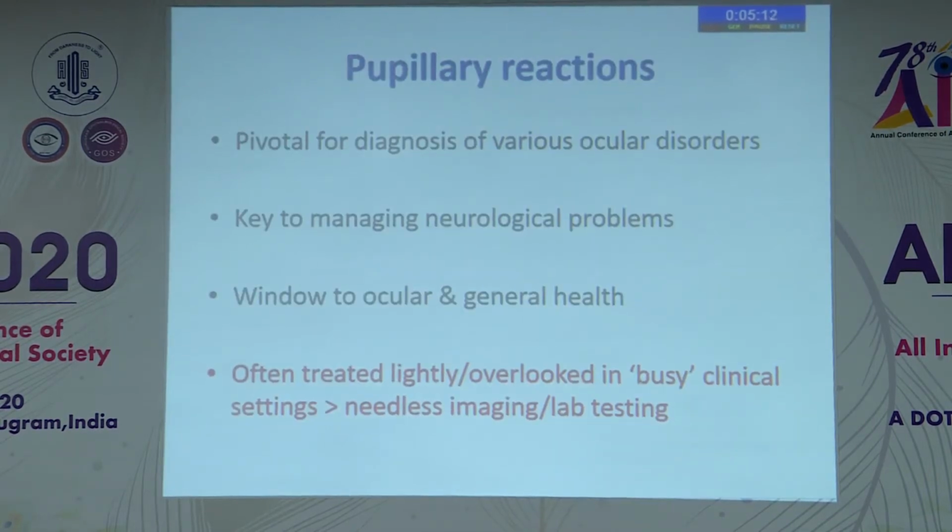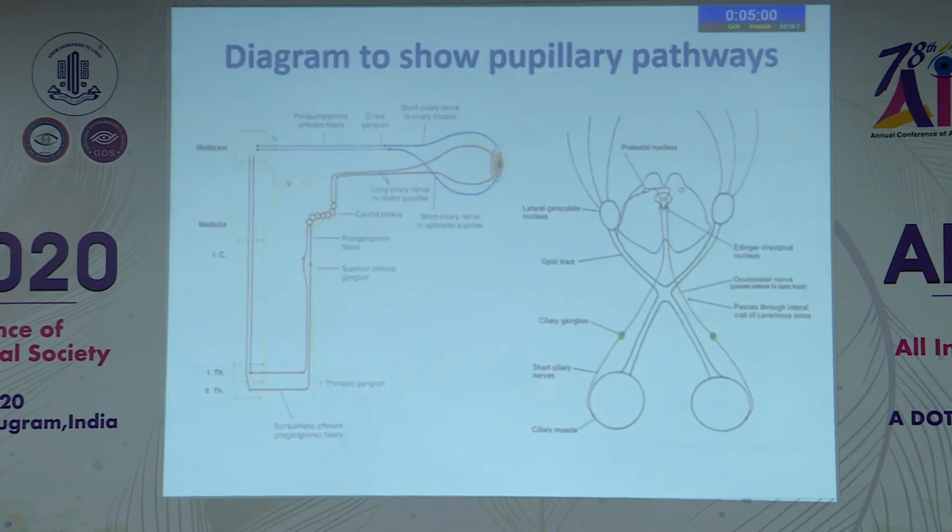Pupillary reactions, as we all know, are pivotal for the diagnosis of not only various ocular disorders, but are key to managing neurological issues. It's often treated lightly or overlooked in our busy clinical practices, and patients are many times subjected to needless imaging and lab testing. That's just the pupillary pathways.